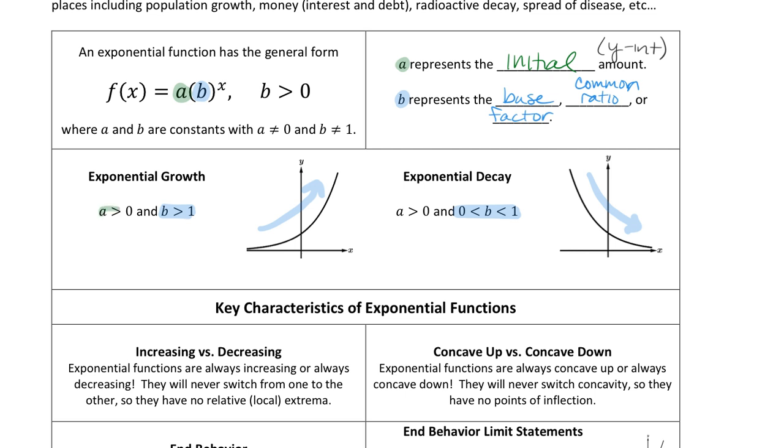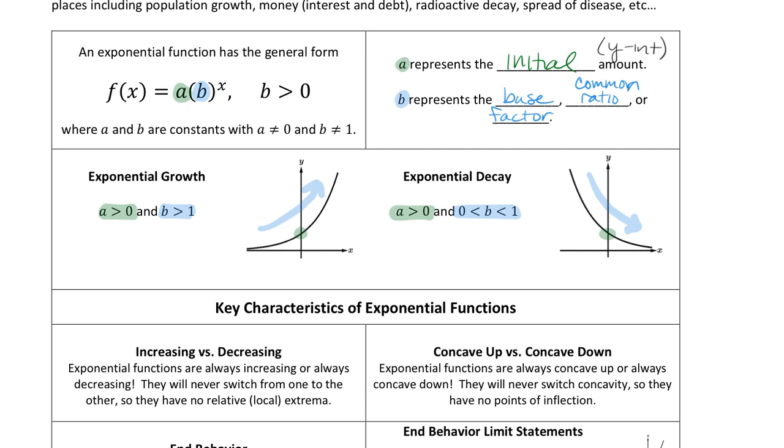The a value, since it is my initial value, it is the y-intercept. For both of the examples posted on your paper, that a value is positive. So you see how our graph is above the x-axis for both of these? That's because the a value is positive. If we make that a value negative, what it does is it reflects the graph over the x-axis, and we would just have exponential growth and decay, but in the bottom two quadrants instead of the top two quadrants.